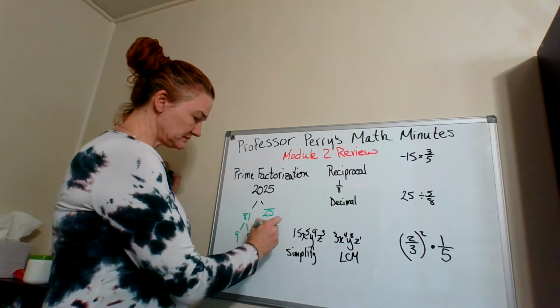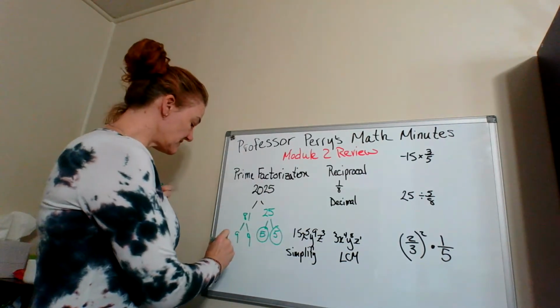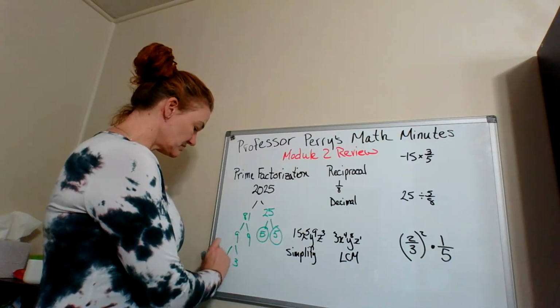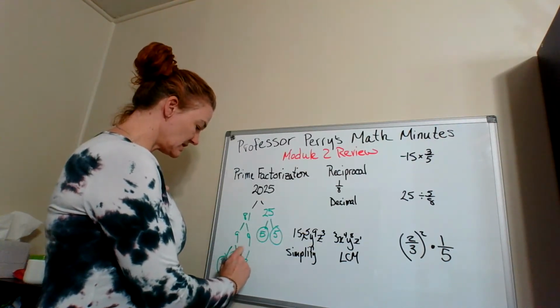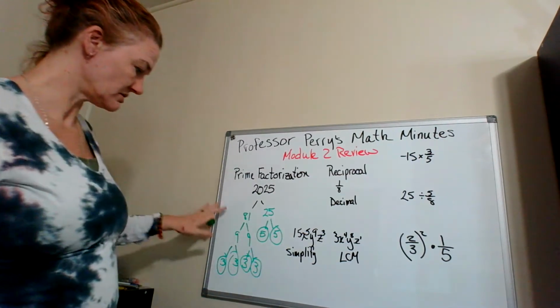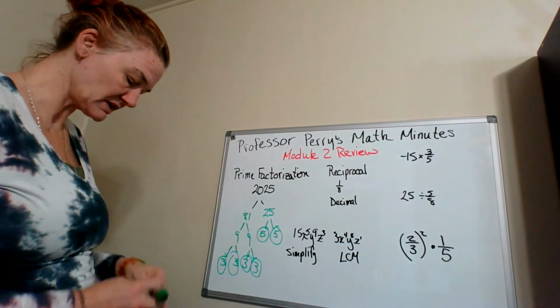5 is prime. That part's done. 9 is not prime. It still has factors. So we have a 3. 3 is prime. 3 and 3. Okay? So all prime. If it's not prime, you have to keep going.